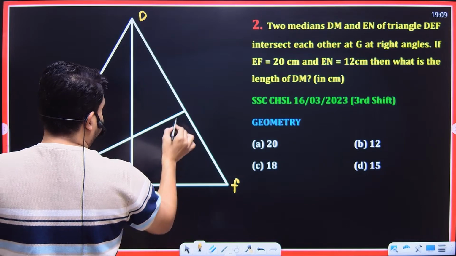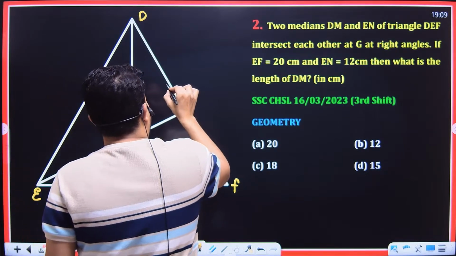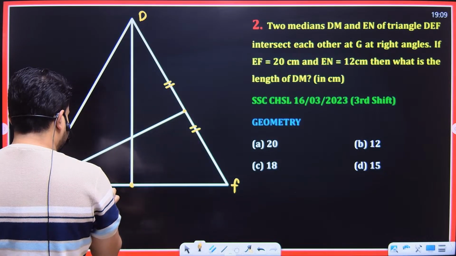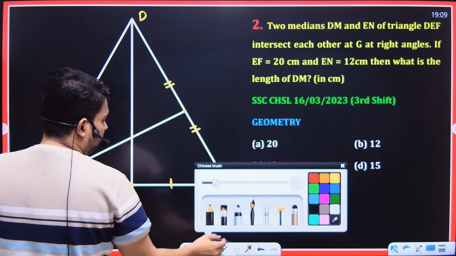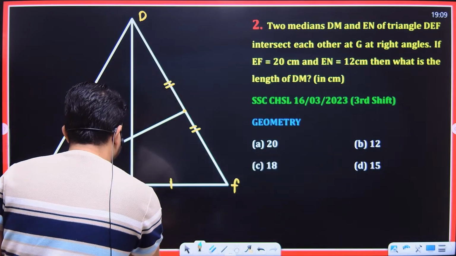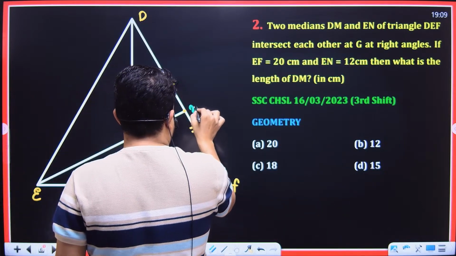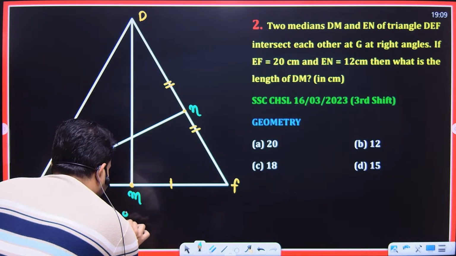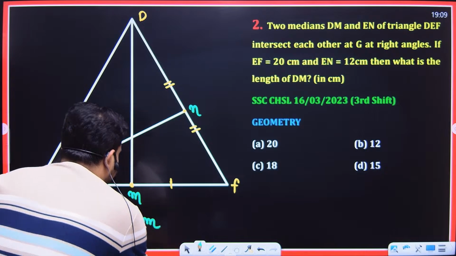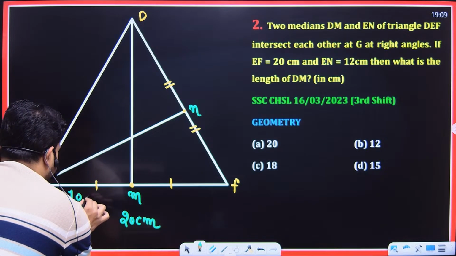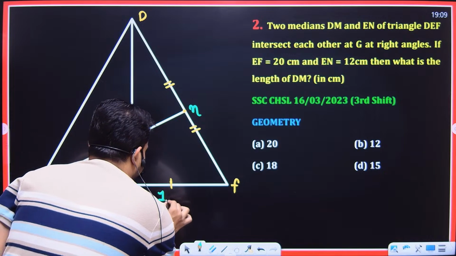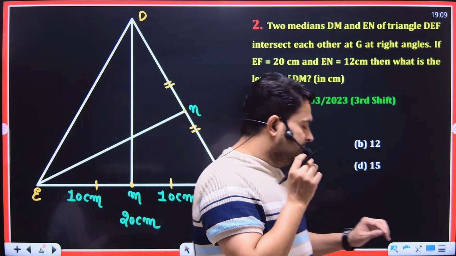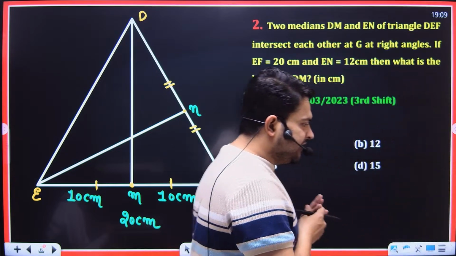The property of a median is that it bisects the opposite side into two equal parts. This one and this one will be equal. This one is my DM. This one is my EN. So EF is equal to 20 centimeter. This complete length is 20 centimeter. If this length is 20 centimeter, then this one is 10 centimeter and this one is also 10 centimeter. Because a median bisects the opposite side into two equal parts.